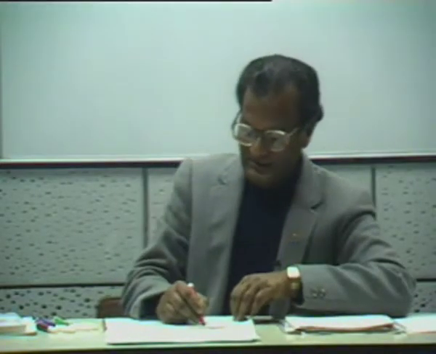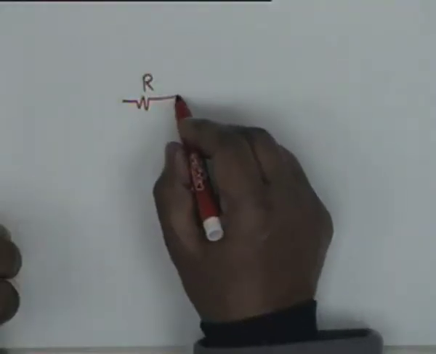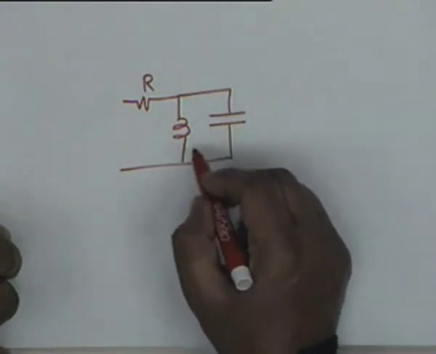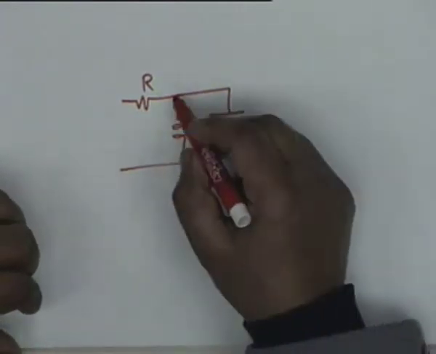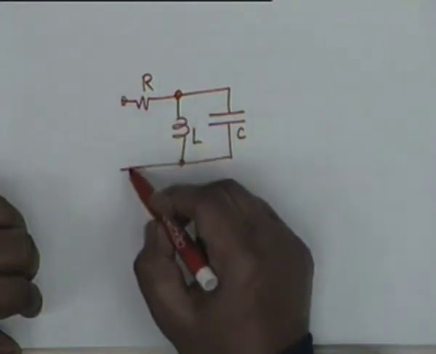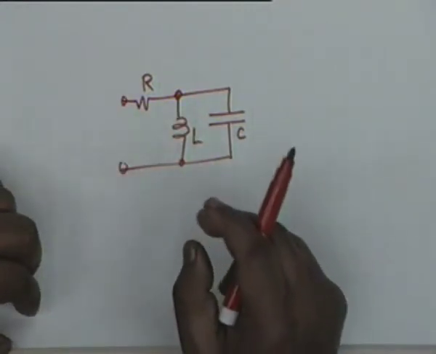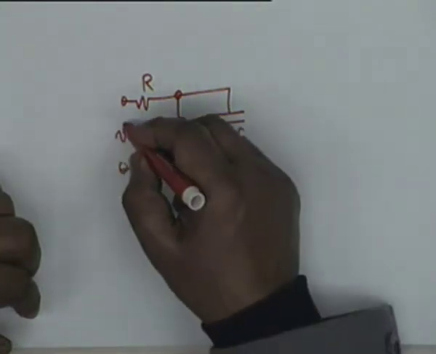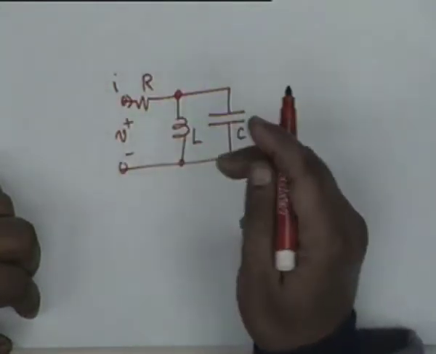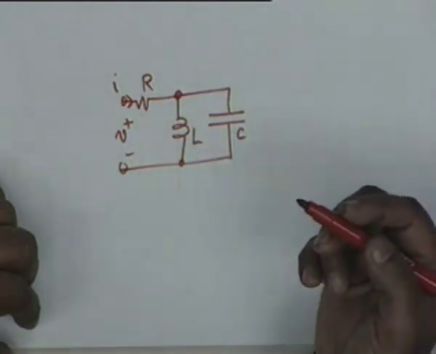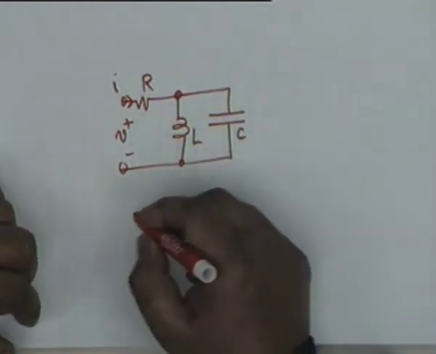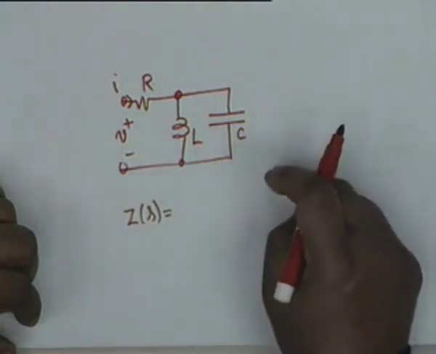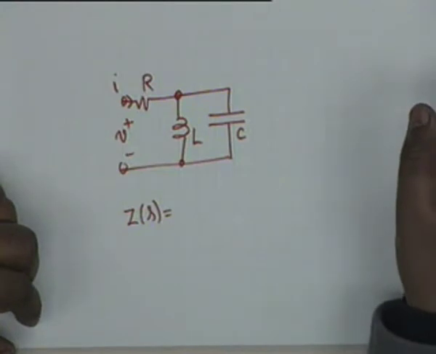Similarly, suppose I have a circuit like this, R, L and C. Suppose I have another combination. This is not a series combination. It is a series connection of R with a parallel connection of L and C. If this is V and this is I and one of them is exponential, then the impedance of the circuit can be written, the manipulation will be exactly like that of resistances.